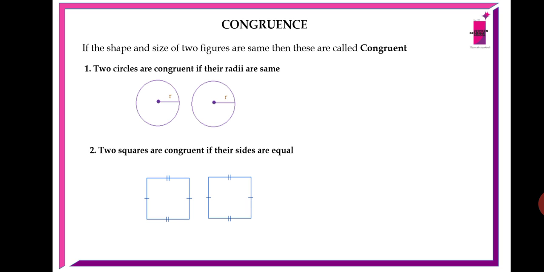If the shape and size of two triangles are the same, then they are called congruent. Two circles are congruent if their radii are the same. Two squares are congruent if their sides are equal. So congruency is nothing but being the same in size and shape. It is called congruency.